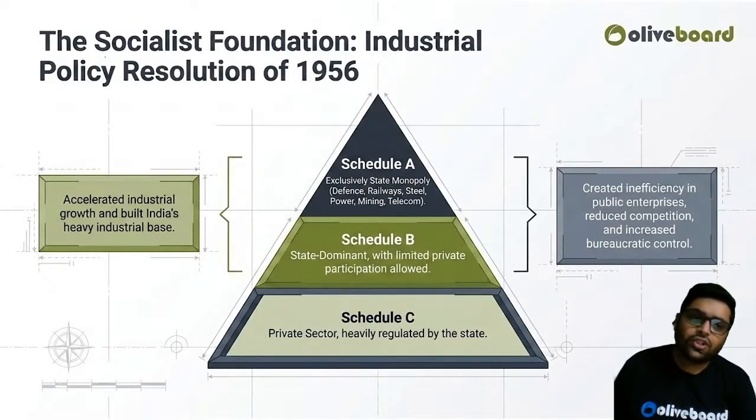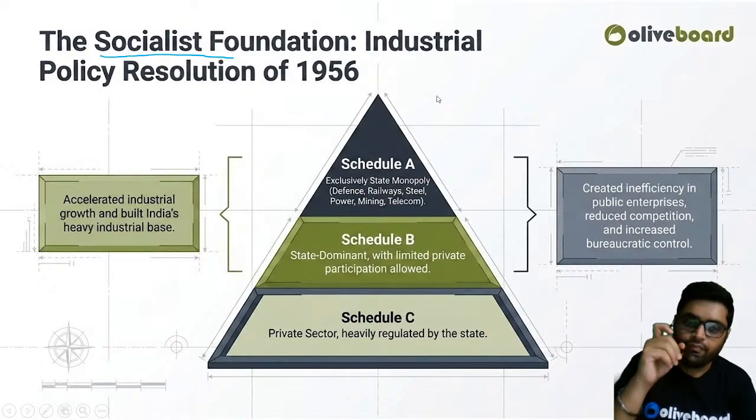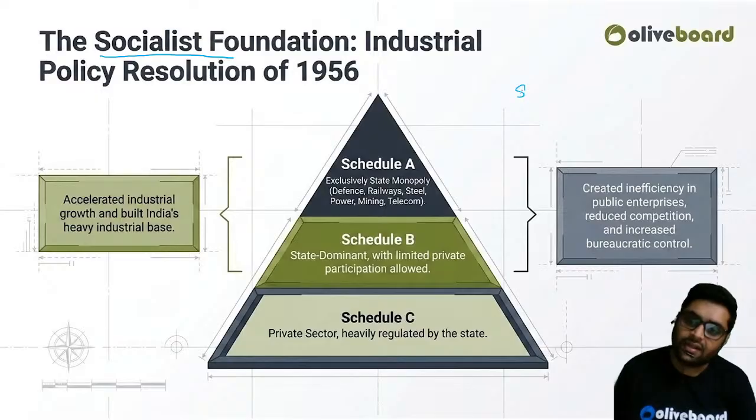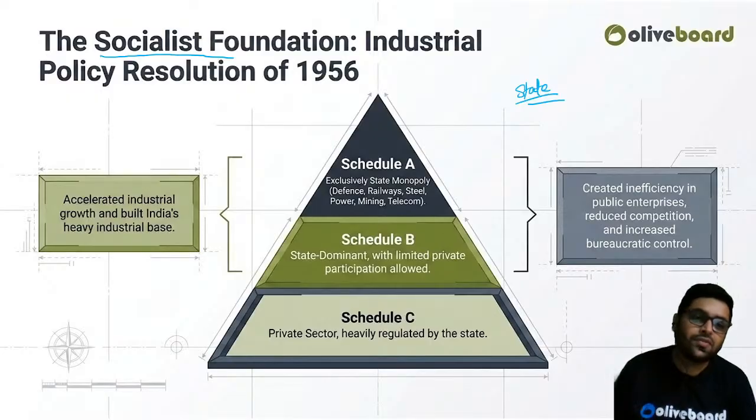Now next, 1956. We can say our economy was more of a socialist one. What is socialist? Socialist is where the state is the major sector and the market is owned by the state itself. When I say state, it doesn't mean the state government. In this socialist language, state means the central government. There was accelerated industrial growth, and that built India's heavy industrial base.